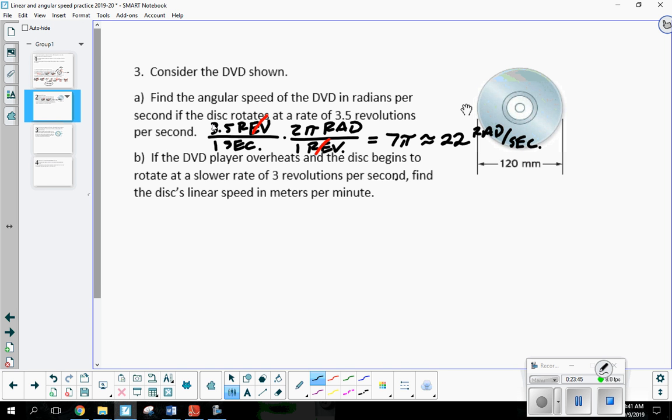So we have to start with a new angular speed and then work into the linear. Connor, you want to do it? All right, come on up. Now we're only spinning 3 revolutions per second, times my 2 pi radians over 1 revolution.